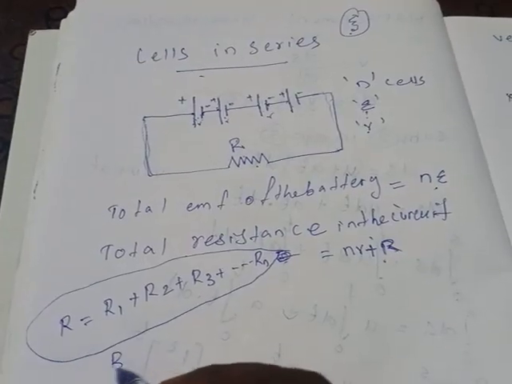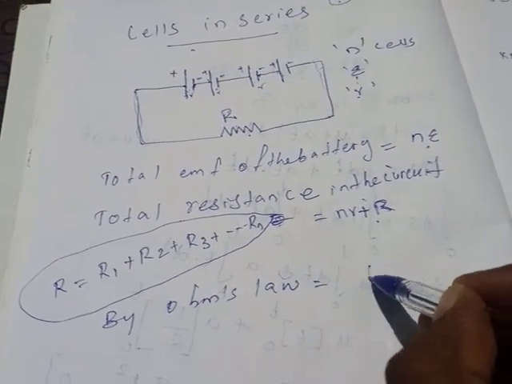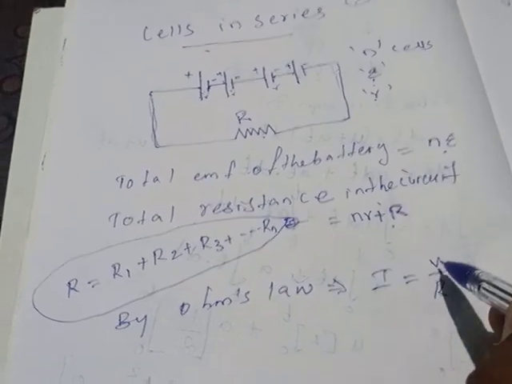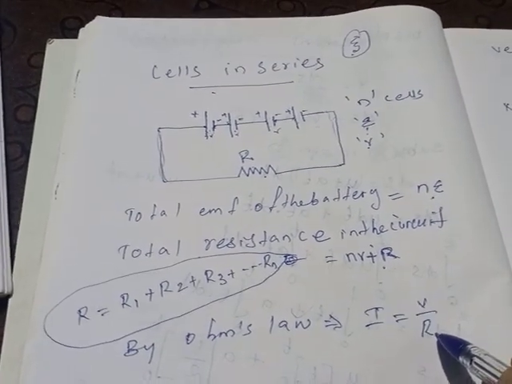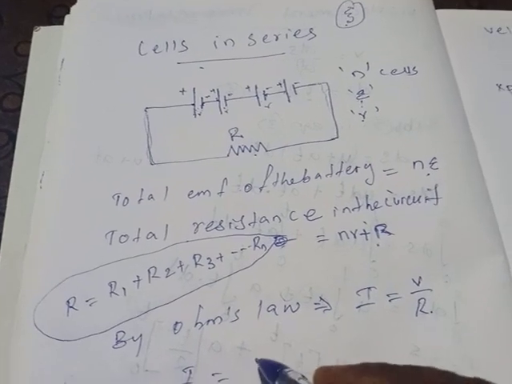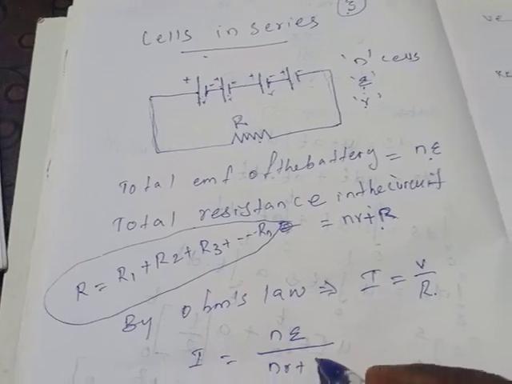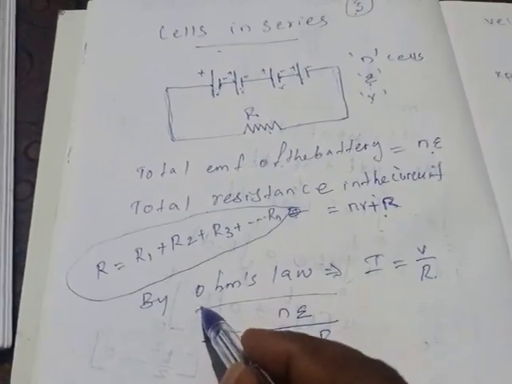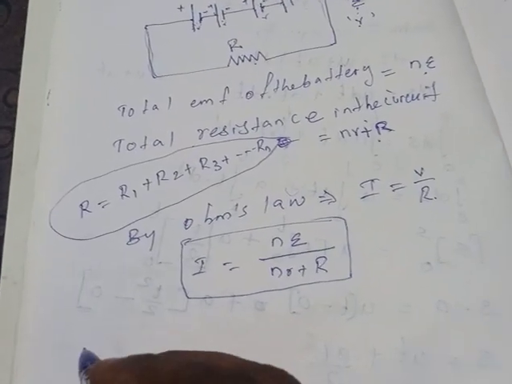By Ohm's law, we know the formula I is equal to V by R, or you can say the total EMF of the battery divided by the total resistance in the circuit. So I is equal to N epsilon divided by Nr plus R. This is the current in the circuit. Now consider two cases.